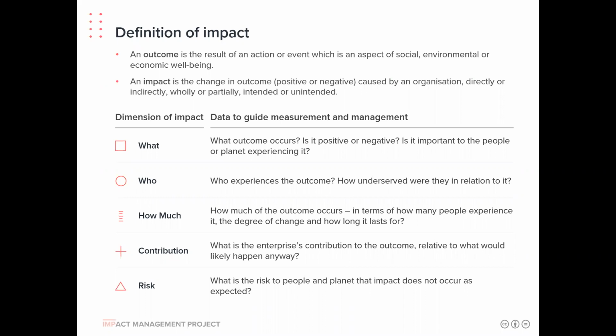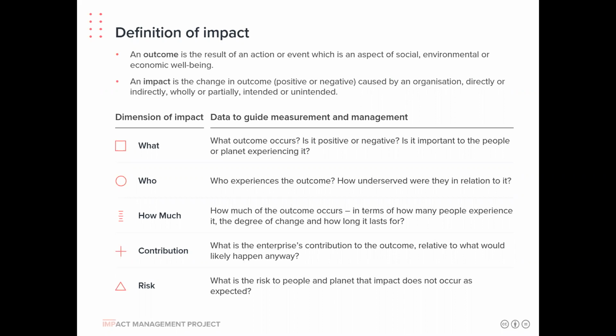The UNDP is doing some really interesting work, for those of you who want to look at it, called Impact Intelligence, looking at the SDG policy priorities by country. So do go to the SDG Impact website if you want to learn more about that. The second dimension is who the outcome is occurring for, and how underserved they are. The third is the degree of change, counting the number of people it's happening for, and of course looking at its duration, how long it lasts.